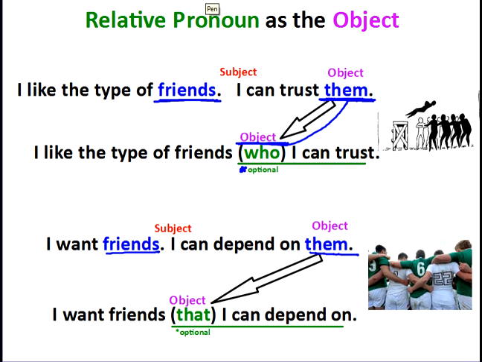Okay? Again, I'm taking my object "them," replacing it with my relative pronoun "that." And again, because this is the object of my relative clause, I don't need to use it. It's optional. I can read it this way: I want friends I can depend on. And that's completely fine. That's completely okay. So this is what it looks like as the object of the relative clause, using my relative pronouns.